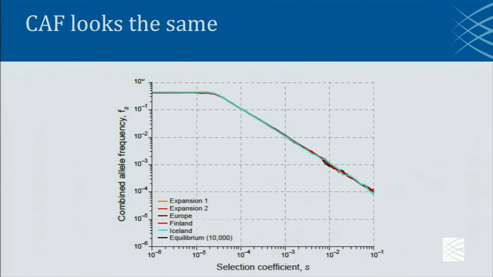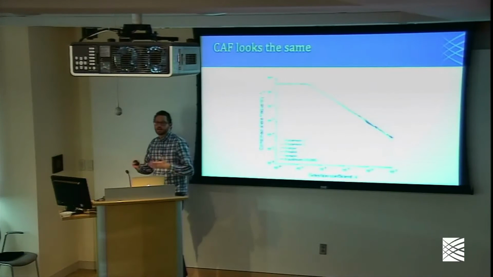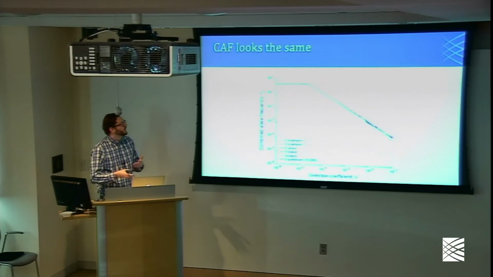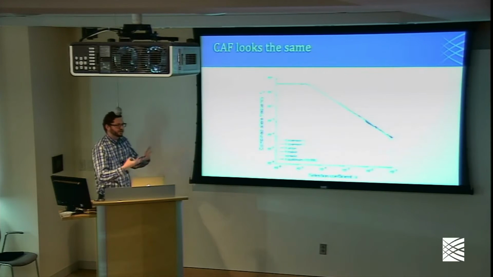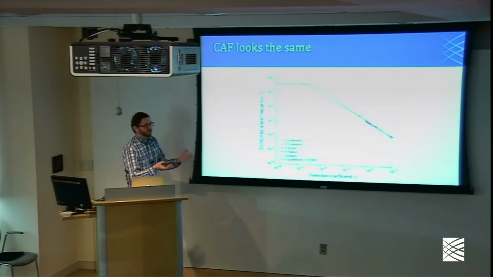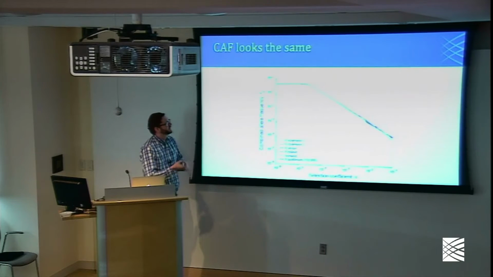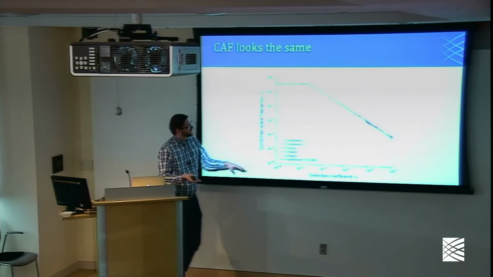So here's a picture. This is selection coefficient, right? And then what we have here is the combined allele frequency. So the average allele frequency, the combined allele frequency for all variants in a given class. And what we have are a bunch of different population genetics models. So the bottom is this equilibrium population, this idealized population genetics model of 10,000 individuals, maybe reasonably consistent with what our population was like before the out of Africa migration and expansion.